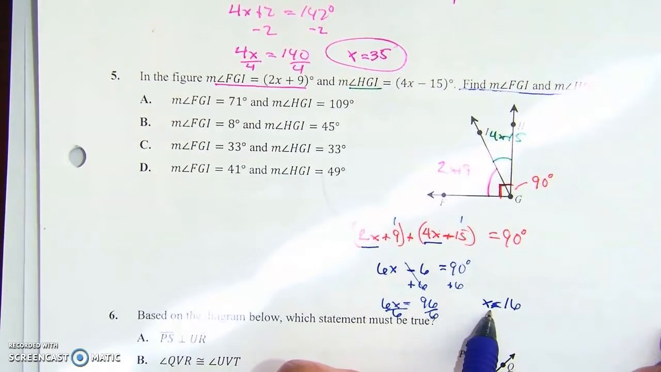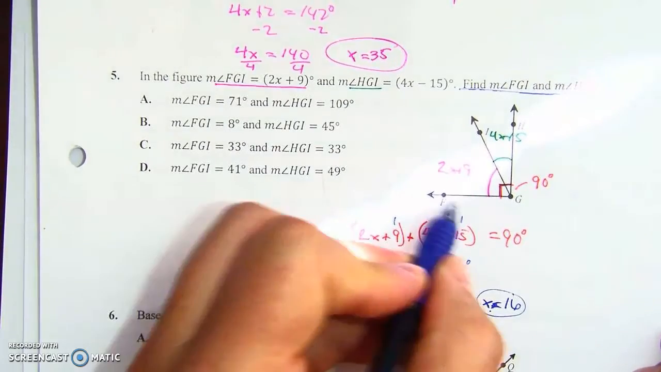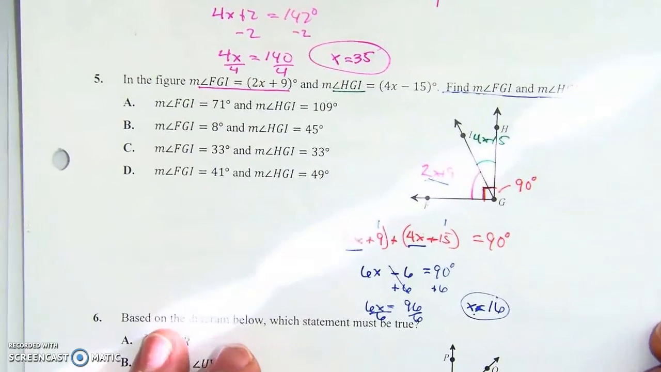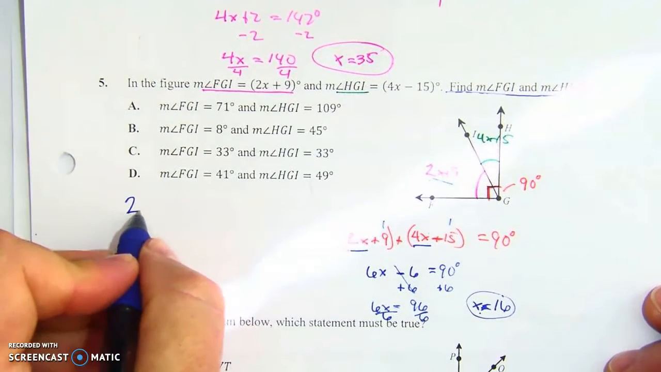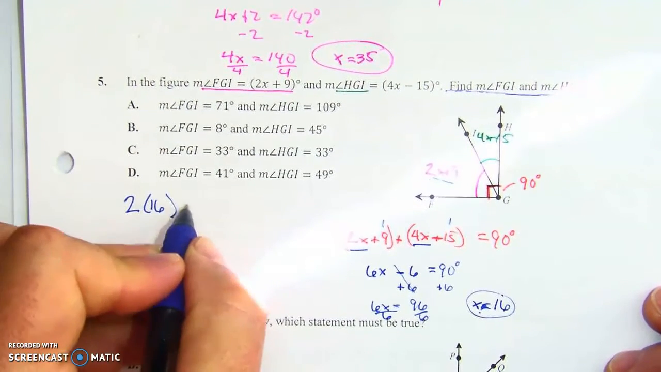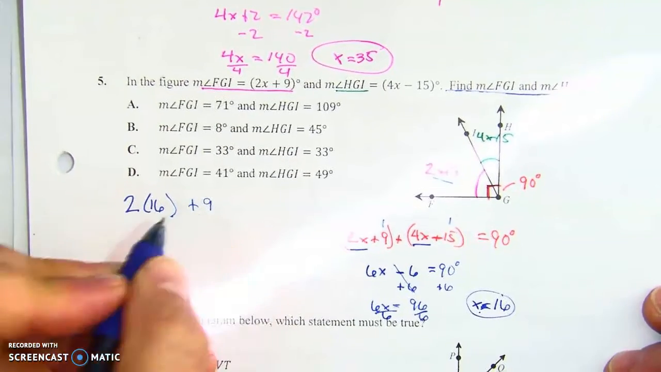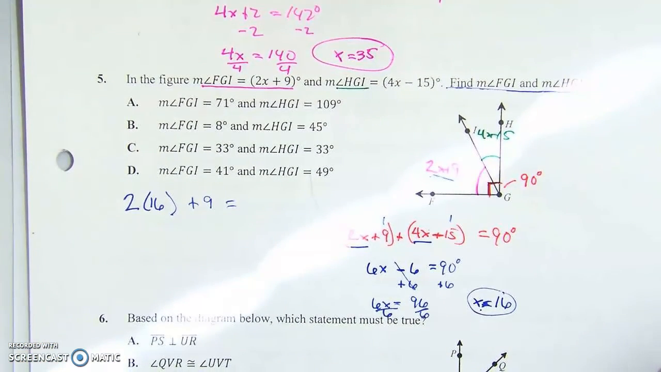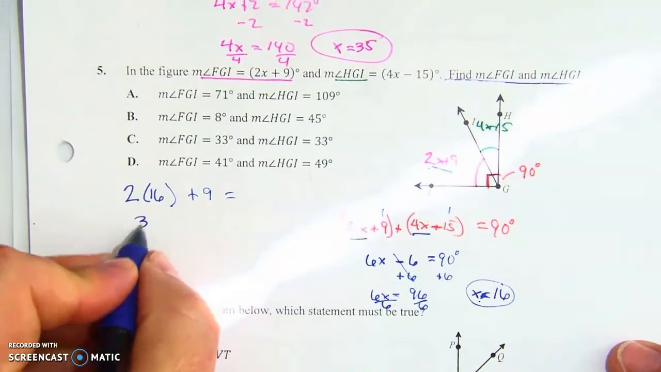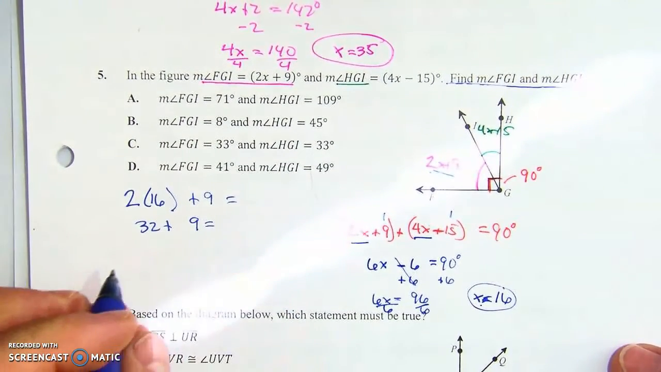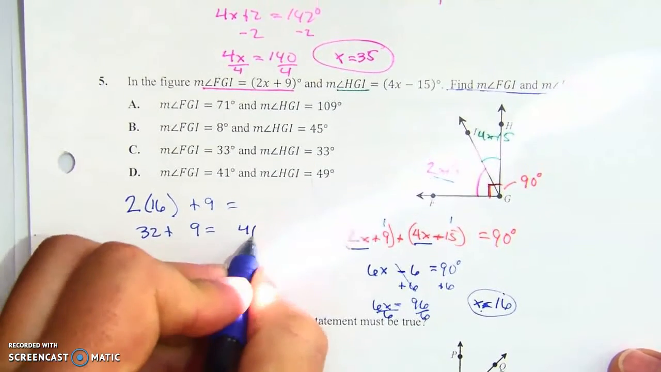So what we could do is I'm going to take this and I'm going to plug it into this here. Okay, so we'll do it over here. We'll replace this x with a 16, sorry, and then we add 9 to it, and that'll give us our answer. So 2 times 16 gives me 32 plus 9, and that's going to give me an answer of 41 degrees.